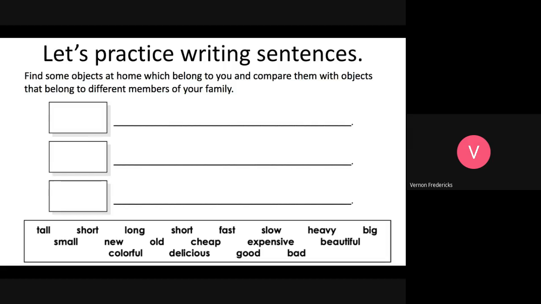Okay. Object number two, I would say, use your bedroom. The place is my bedroom. I want you to write a sentence about your bedroom, comparing it to another family member's bedroom. You have 2 minutes.